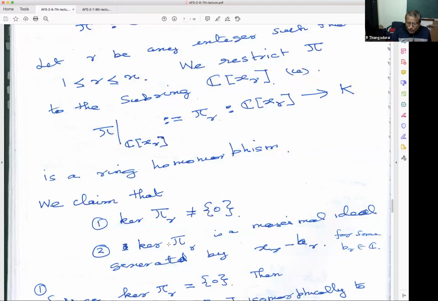Once the kernel is non-zero, the kernel of pi_r must be an ideal. If it is maximal, then we know from the one-variable case that it is generated by a linear monomial only. That we know already. So we are making two claims. One is that the kernel is non-zero, that some non-trivial element is there, and the other is that the kernel of pi_r is a maximal ideal. These two claims we are making.